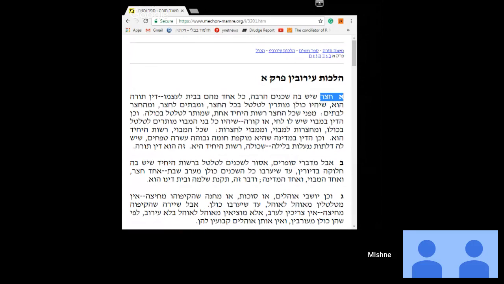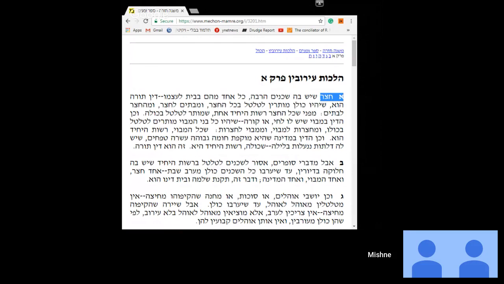דין תורה הוא שיהיו כולם מותרים לטלטל בכל החסר ומבתים לחסר ומהחסר לבתים. From the Torah, it should be permitted for the residents of this haser to carry in and out of their houses to the haser and to other people's houses within the confines of the haser, due to the haser being its own private domain. מפני שכל החסר רשות היחיד אחת שמותר לטלטל בכולה.